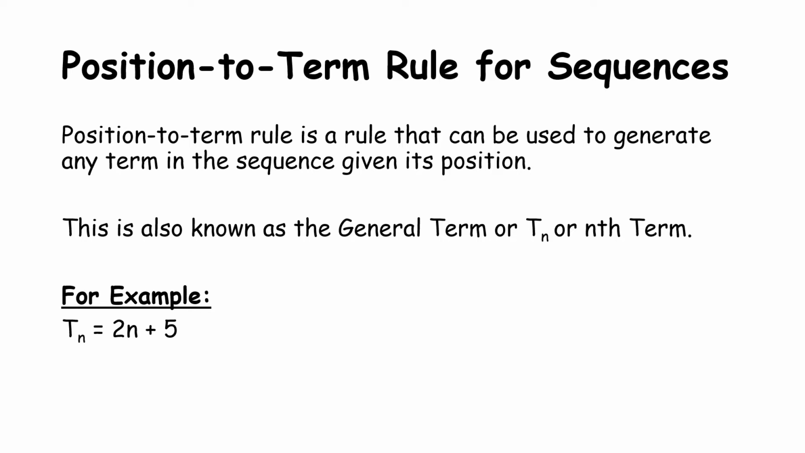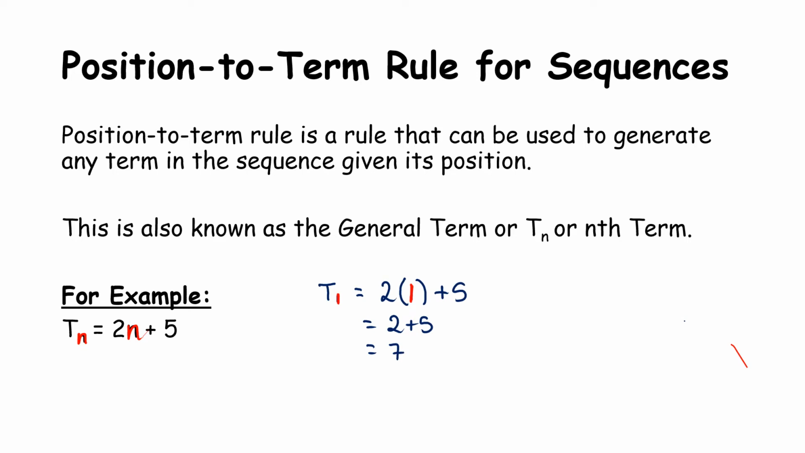So what we can work out from here is I can say, well, T1 is equal to 2 times, instead of n, I'm putting in 1. So notice that there's my 1. So in my formula, there were my n's. I'm now replacing them with 1's, plus 5. So my first term is 2 plus 5. My first term is 7.